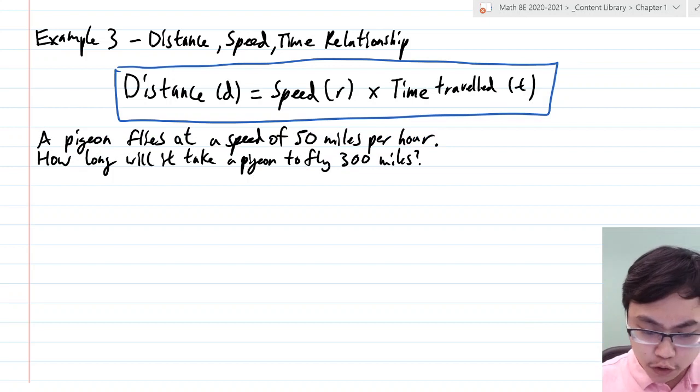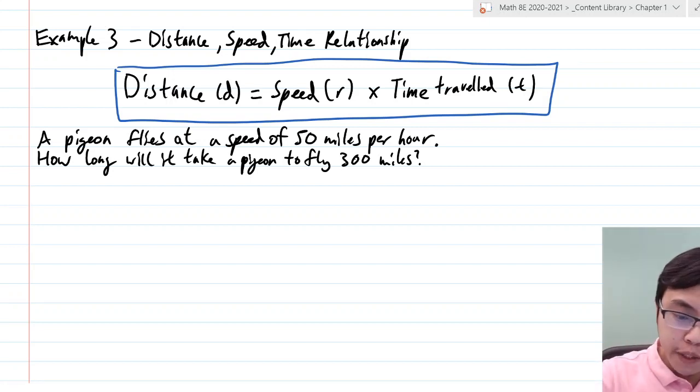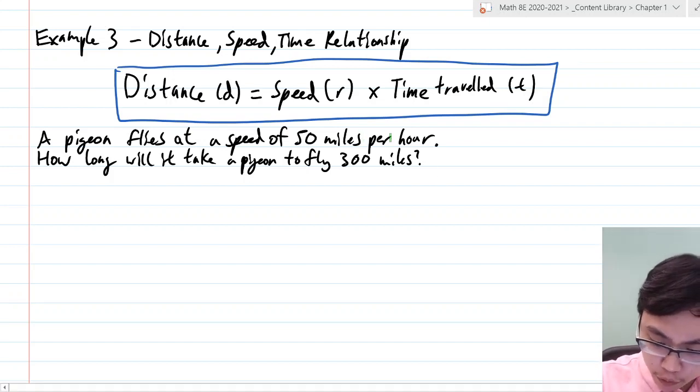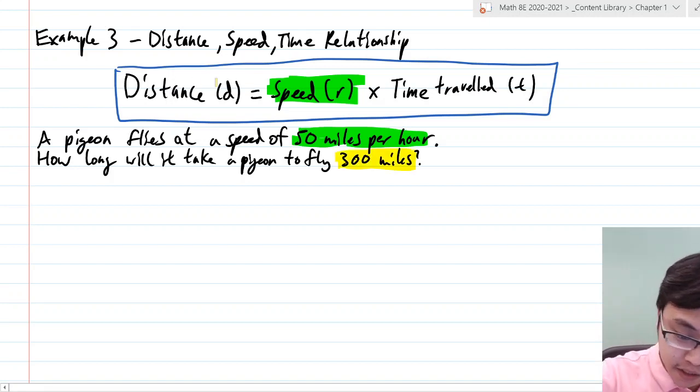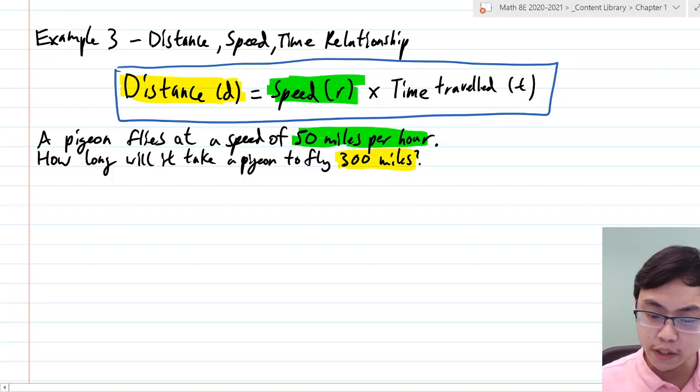So let's look at an example of what we actually have to do. We have a question over here. A pigeon flies at a speed of 50 miles per hour. How long will it take for the pigeon to fly 300 miles? What information are we given? We are given 50 miles per hour. That is the speed. What else are we given? We are given that it needs to fly 300 miles. 300 miles is the distance. And so we have distance, we have speed. What do we need to find? We want to find the time. How long would it take for the pigeon to fly?